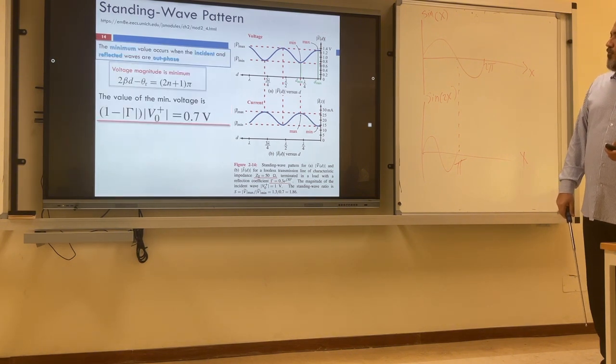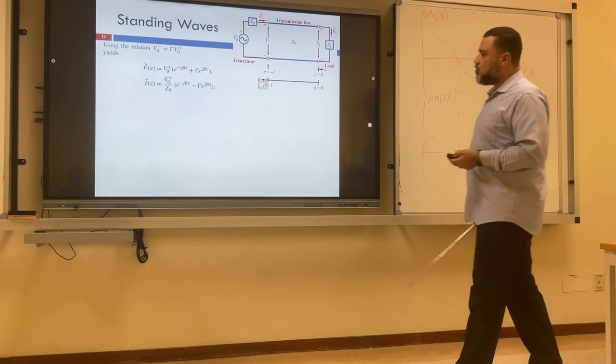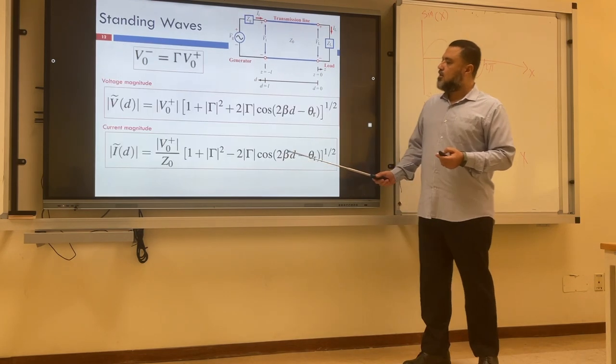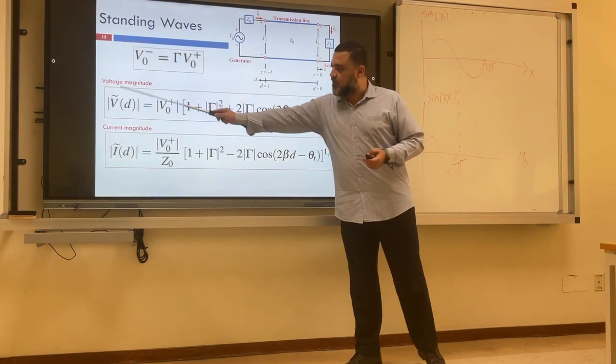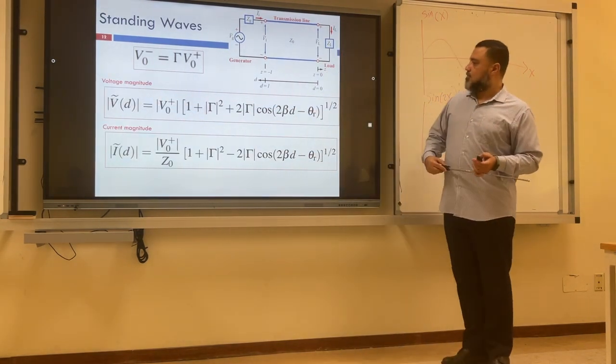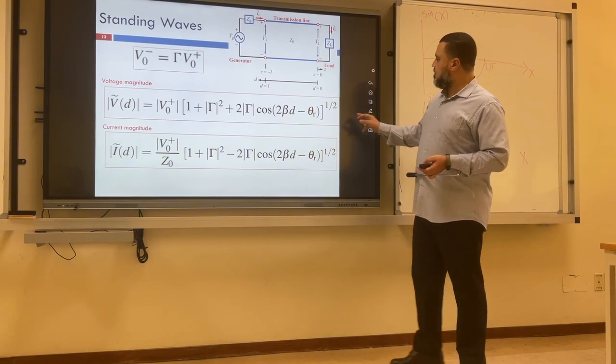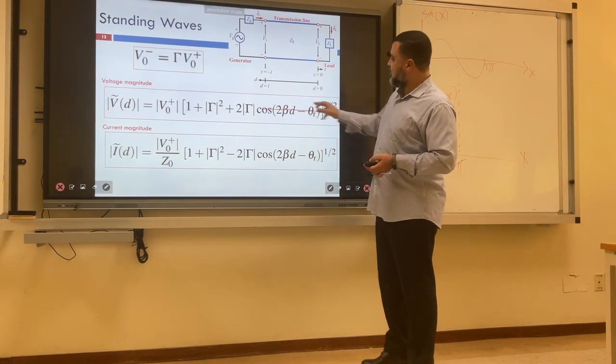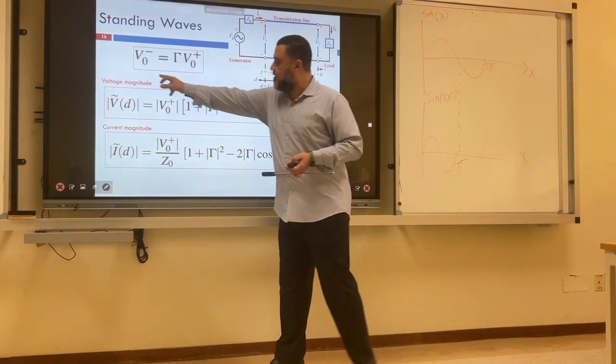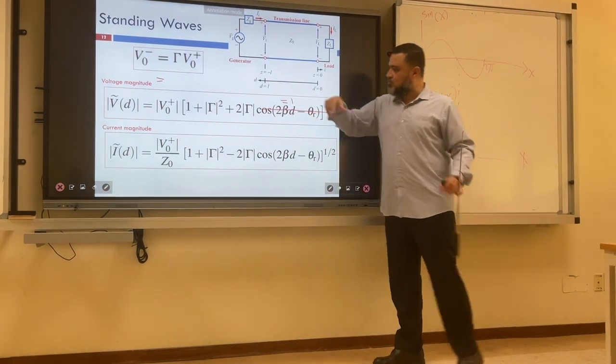We need now to find out the value of the maximum of the voltage. We are looking at these 2 equations. What is the maximum magnitude of V of D? It is when the cosine equals 1. When this cosine is 1, what is the new equation?